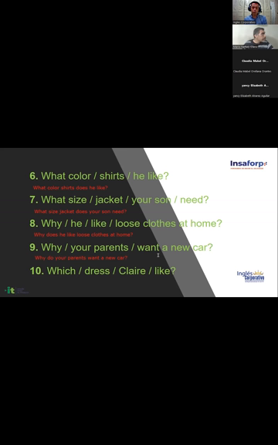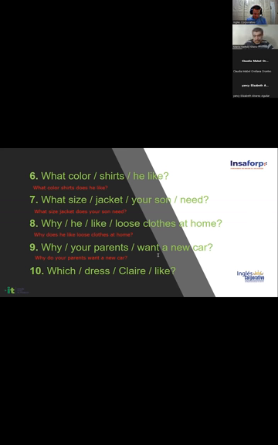Excelentoso, Claudia, yes. Why do your parents want a new car? Everybody wants a new car. I need a new car. My car is very old. So, why do your parents want a car, a new car? Because a new car is very nice, right?